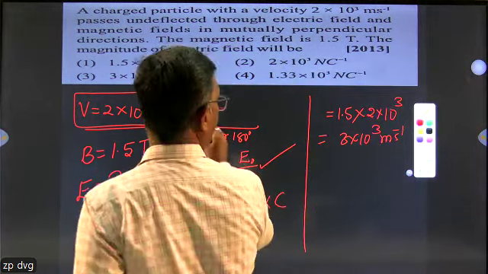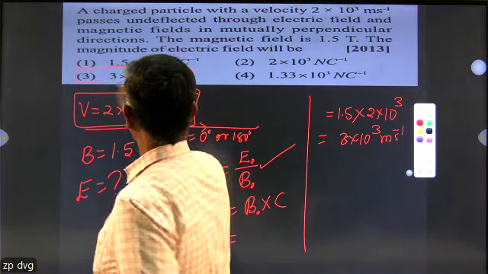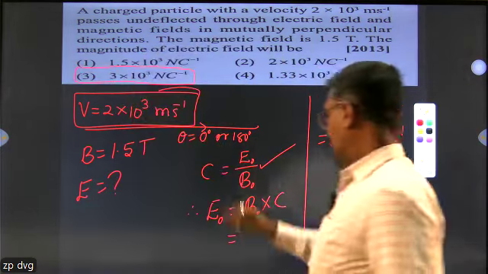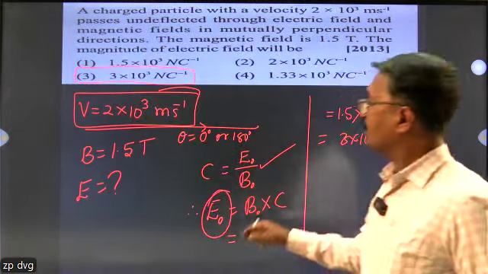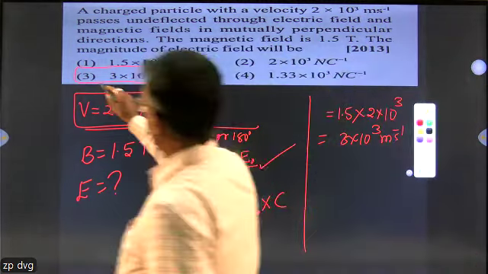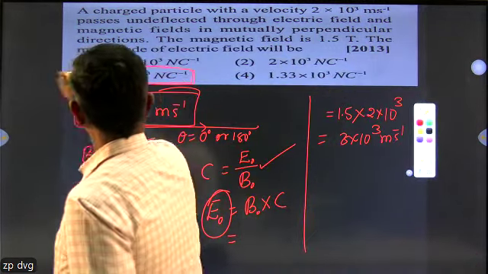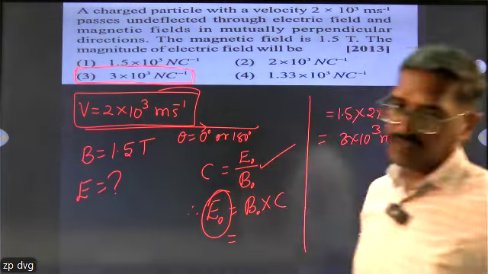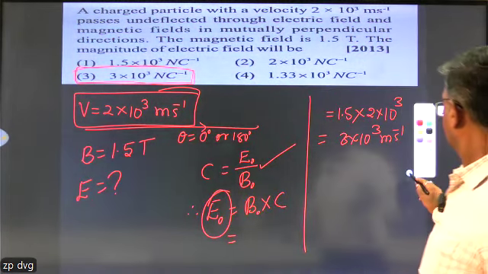3 into 10 power of 3 Newton per coulomb. It is not asking for the velocity; it is asking for the electric field. So what is the unit for electric field? Newton per coulomb. So option 3 is 3 into 10 power of 3 Newton per coulomb. Correct.